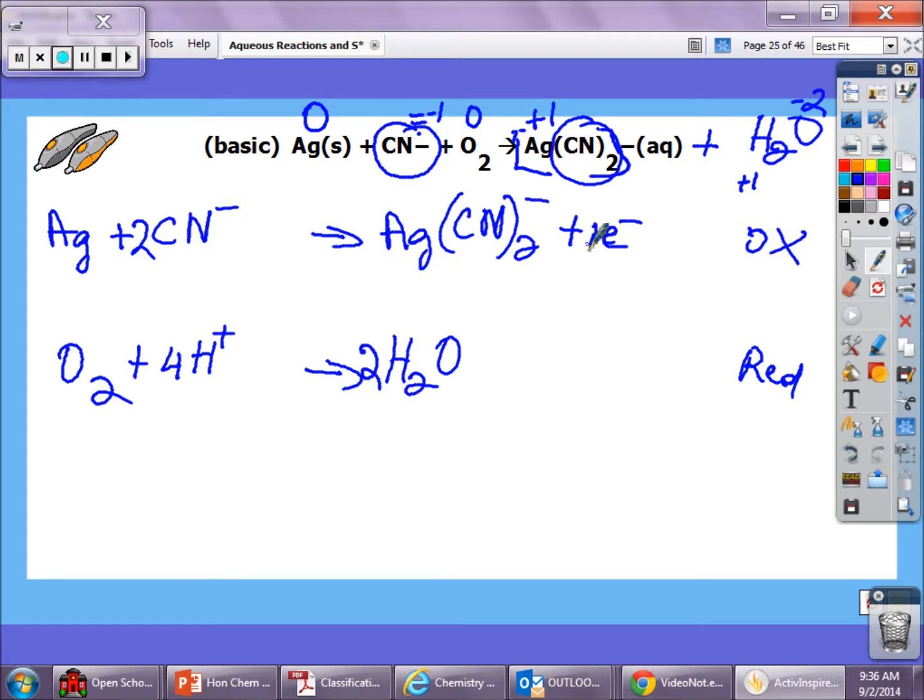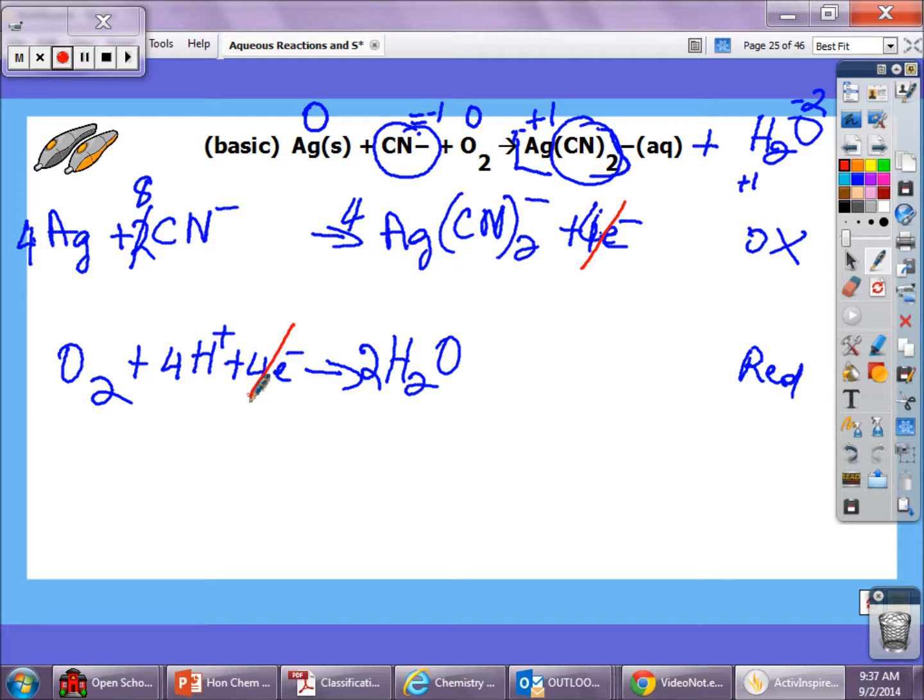1 electron. I have 4 plus here, 0 charge on this side. I need to add 4 electrons. And because I have 4 electrons and then 1 electron, I need to multiply the first half by 4, so the number of electrons will be the same. So I multiply this by 4, multiply this by 4, give me 8. And then I have 4 here. We multiply here and then 4 electrons. I can cancel out my electrons. 4 electrons, 4 electrons cancel out.